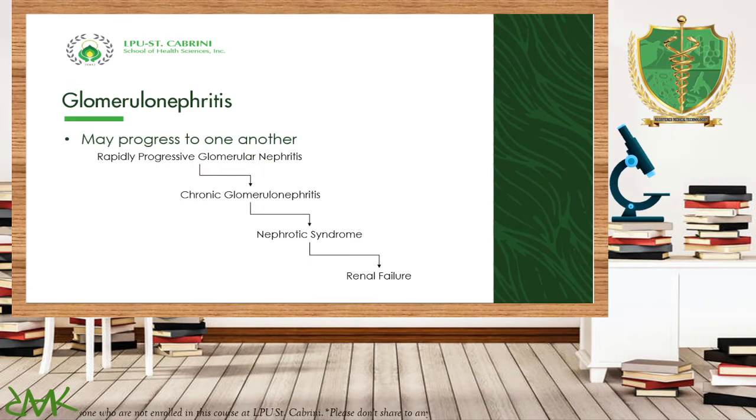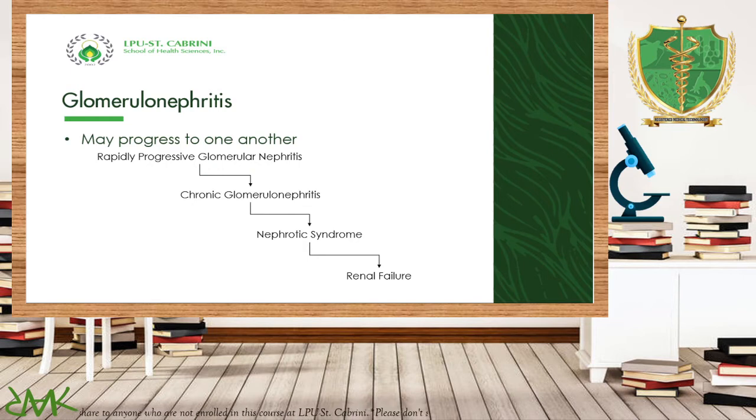Glomerulonephritis may progress from one to the other. What does that mean? It means that it can worsen. It can cause renal failure. From a simple damage in the glomerulus, from a simple damage in our filtering capability, it can lead into nephrotic syndrome. Nephrotic syndrome is a broad term that affects the whole nephron itself. And since that is the functional unit of our kidney, it can lead to what we call renal failure.